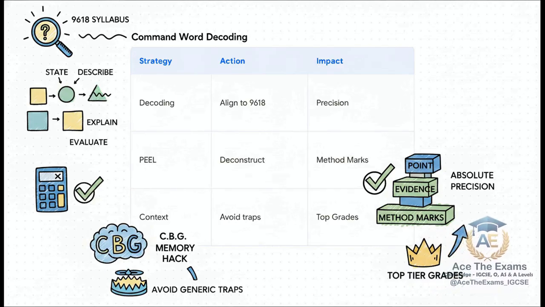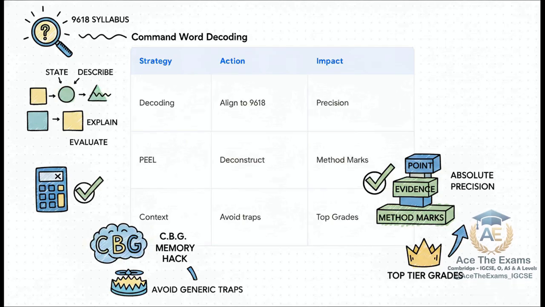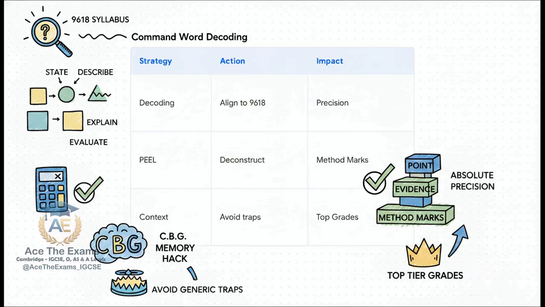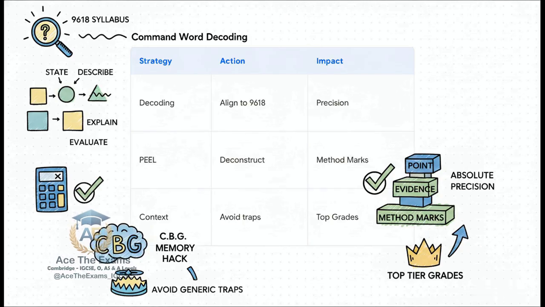Second row, deconstruct, solve, evaluate. Your action here is to ruthlessly apply the PEEL framework for every single extended response. The impact? You secure all those juicy method marks even if your final calculation is a tiny bit off. Third row, contextual link. Your action is to use the CBG memory hack, context, boundaries, generic, to avoid those examiner traps. The impact? This is the exact step that pushes you out of the average and into the top-tier grade.